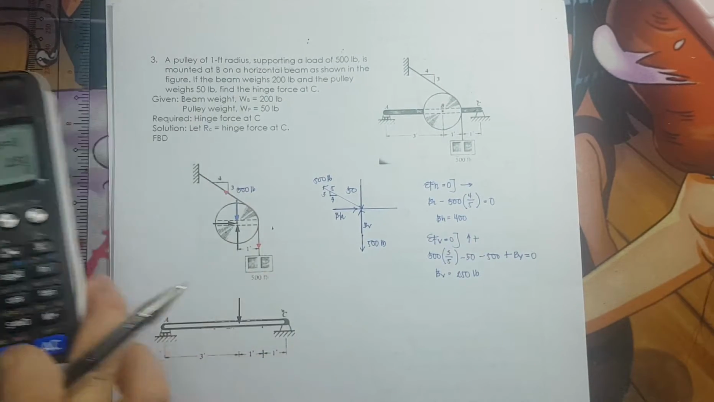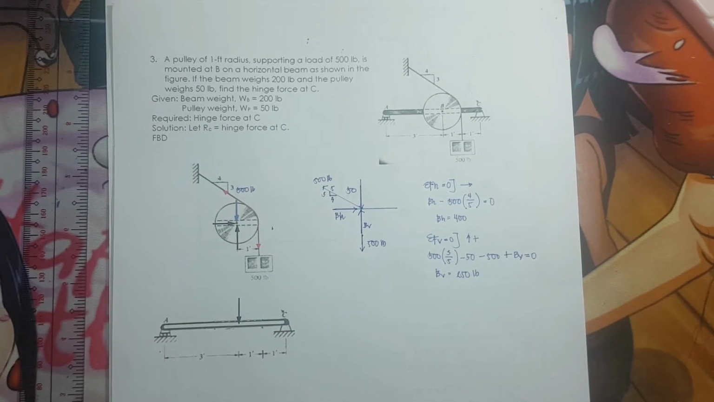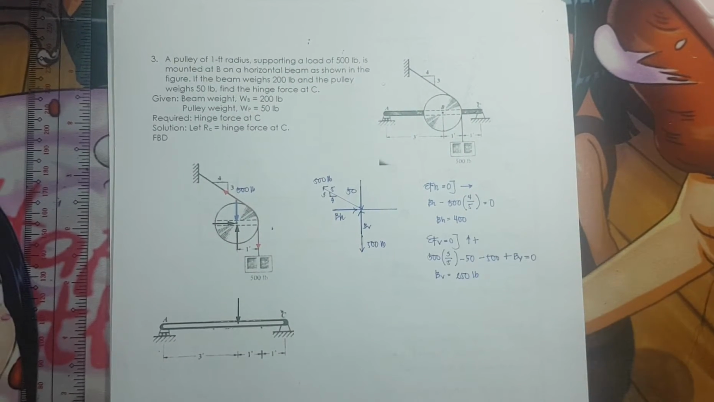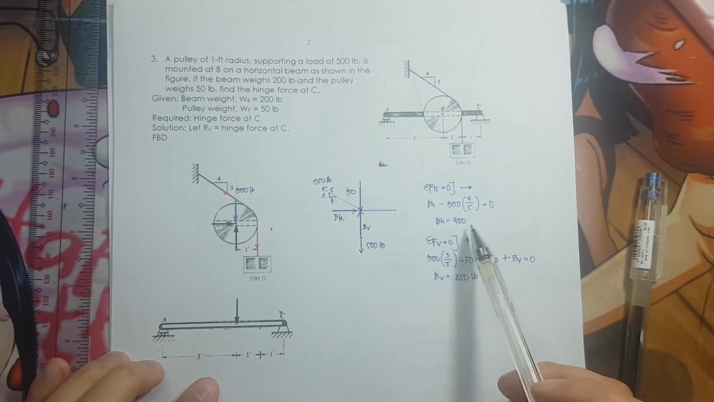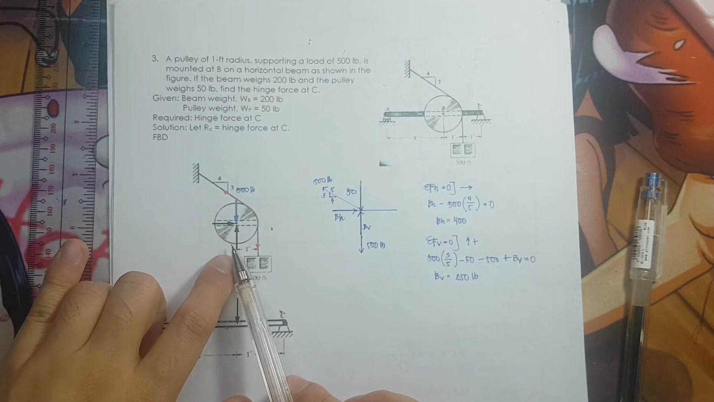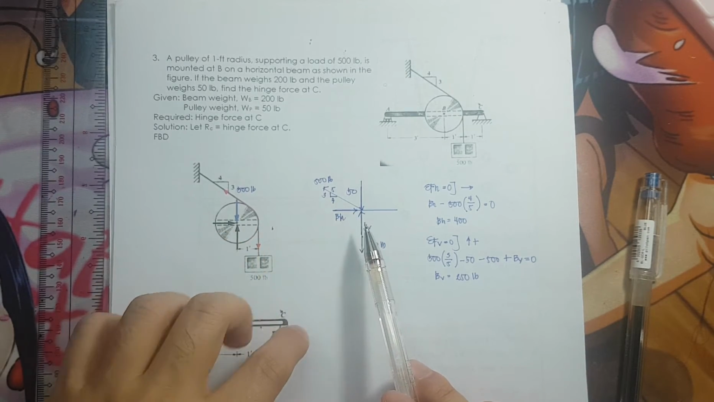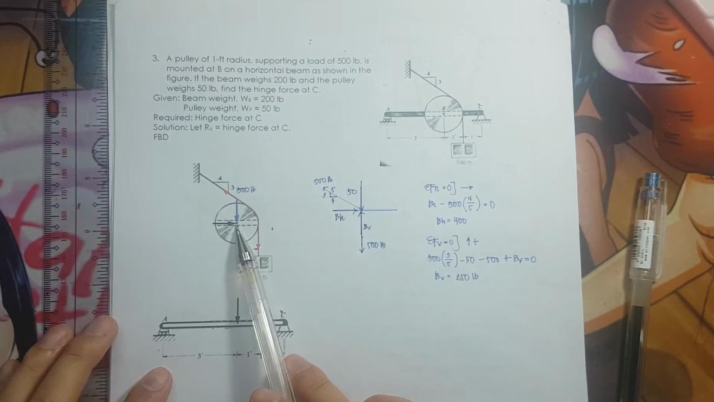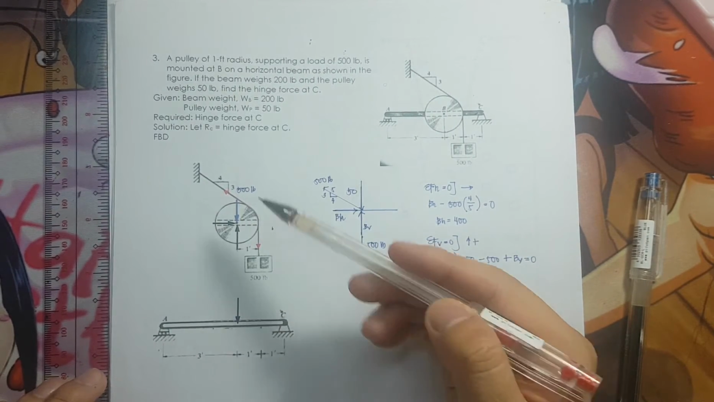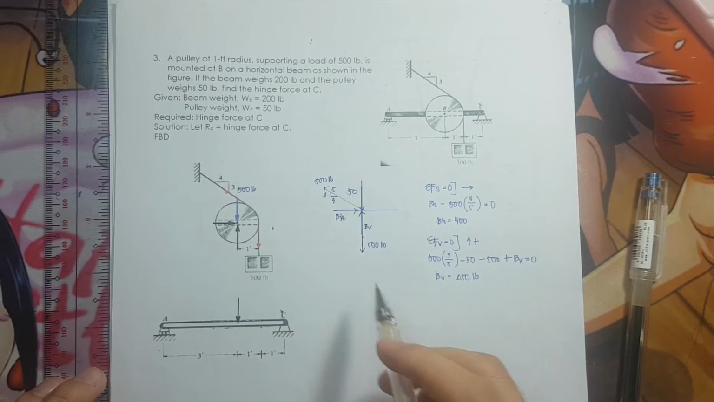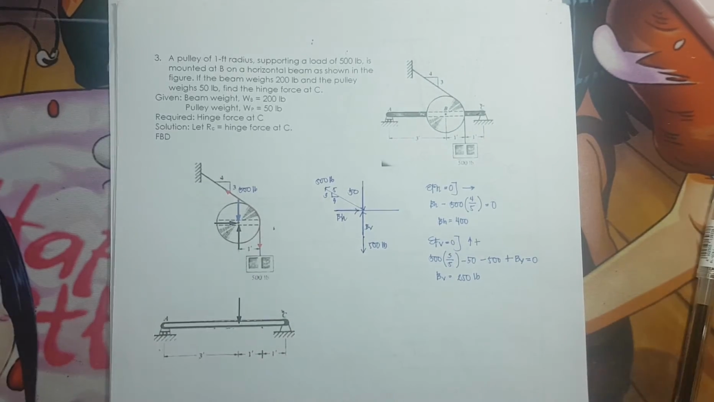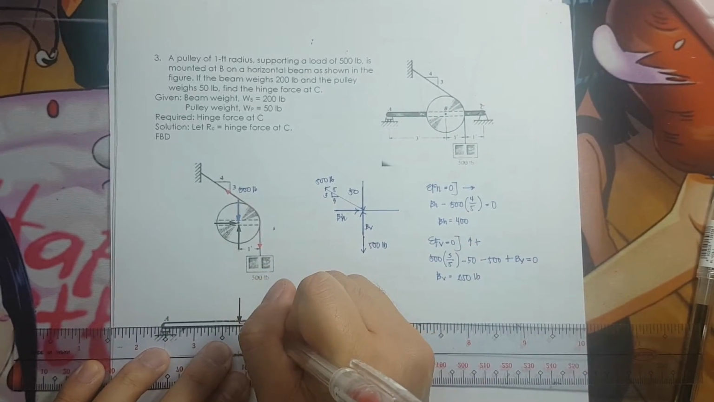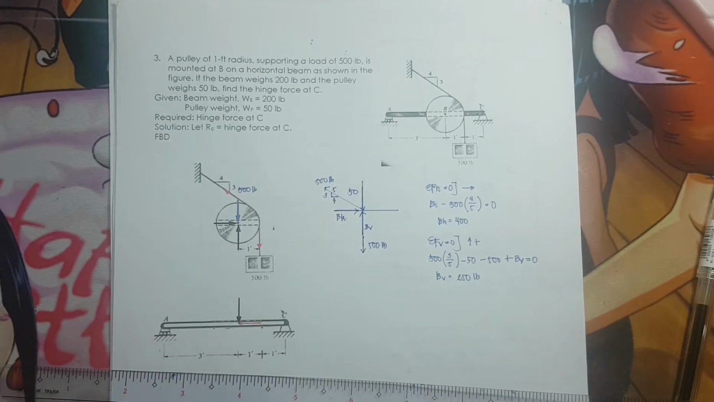And it is correct, pointing upwards. Okay, so what we're going to do now is to transfer it to our beam. If on the pulley it is pointing upwards, if we are to transfer it on the beam, it should be on the opposite side. If on the pulley the B horizontal is pointing to the right, on the beam it would be pointing to the left because it is in equilibrium.